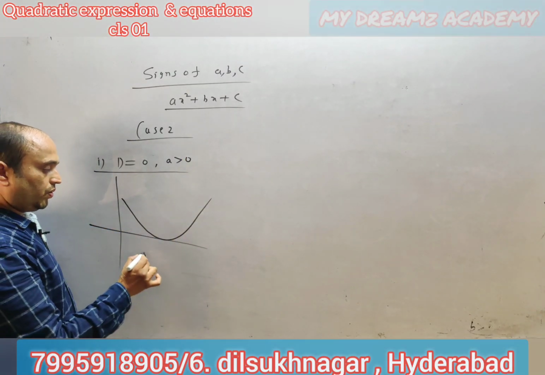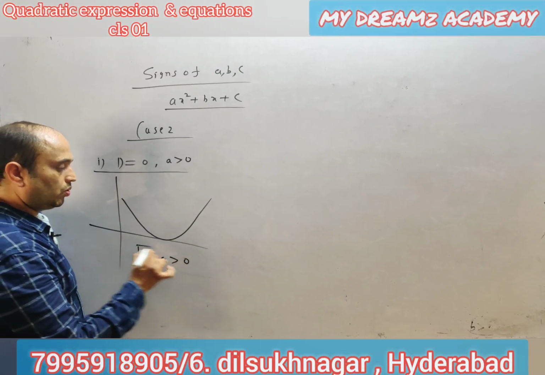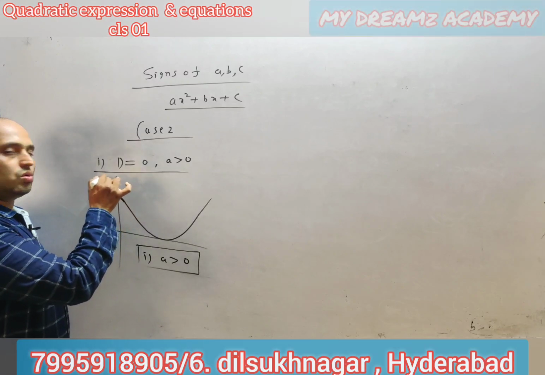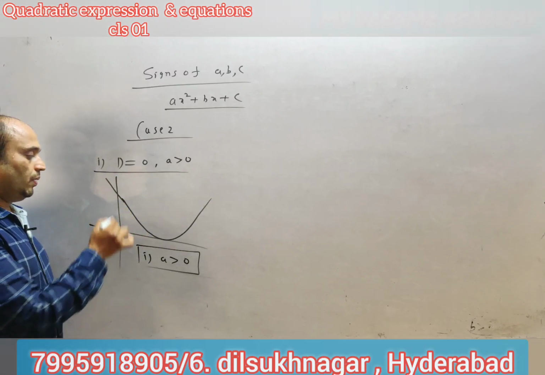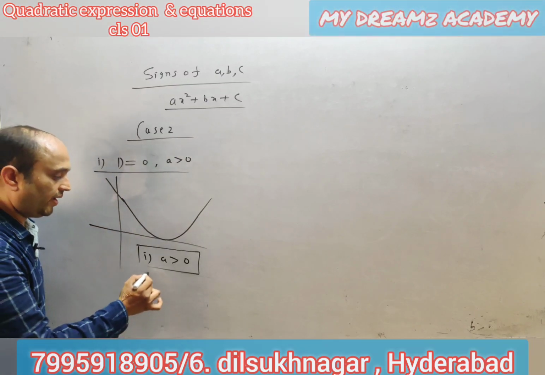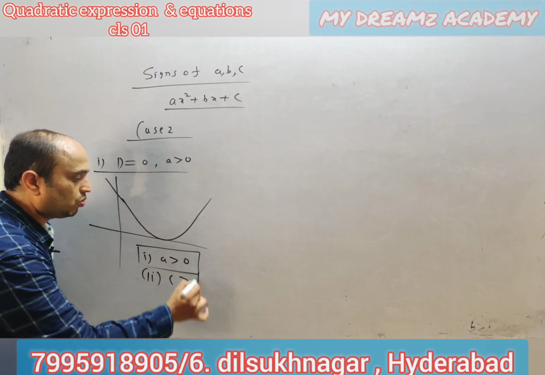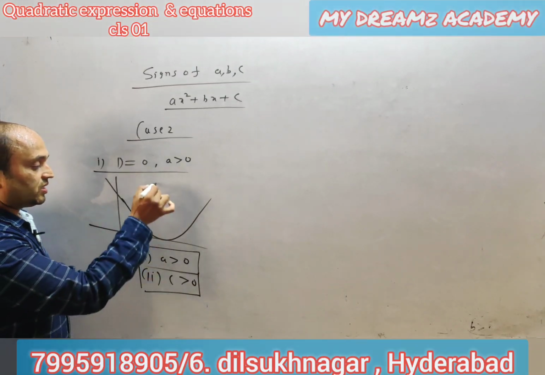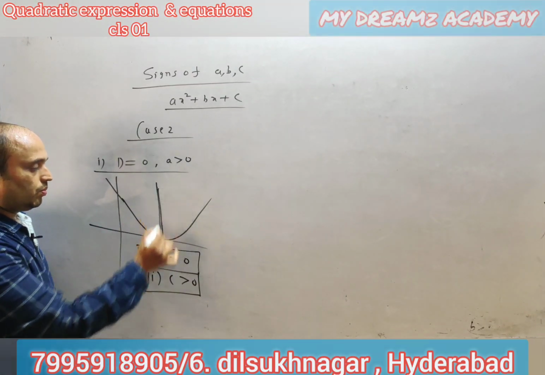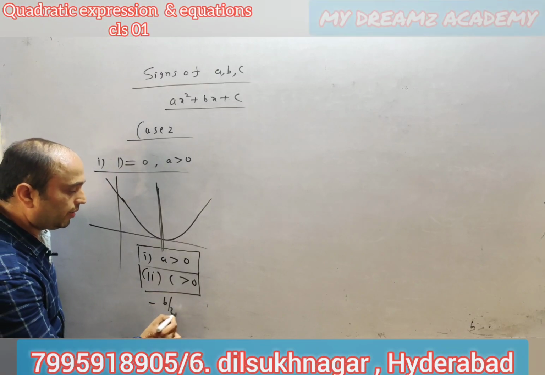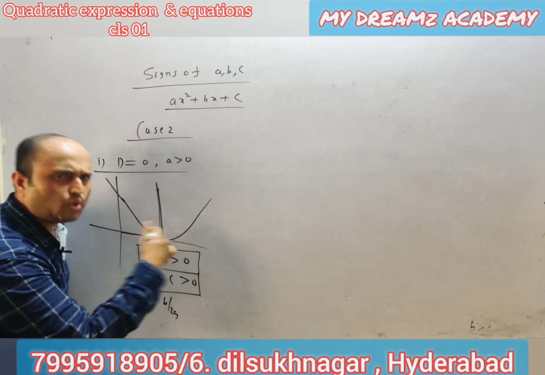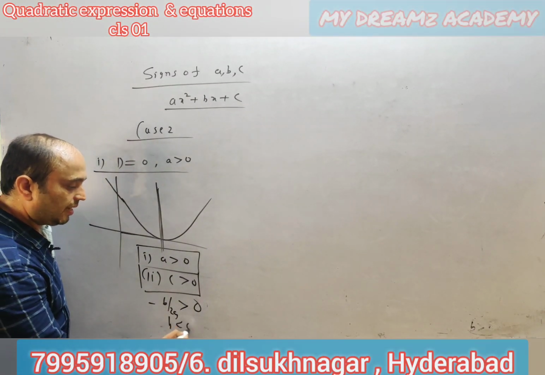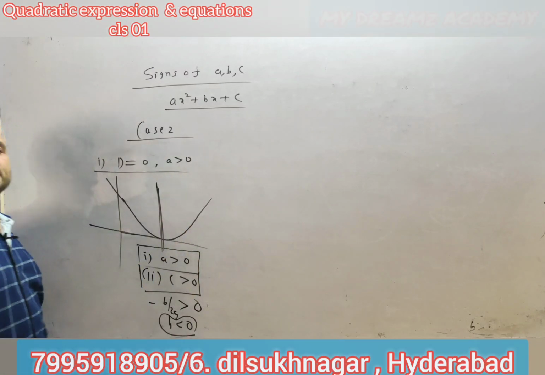In this case, first, a is greater than 0. And what about c? When we extend this curve, it intersects at this point on the positive y-axis, so c is also greater than 0. What about the x coordinate? Minus b by 2a lies on the positive x-axis, so minus b by 2a is greater than 0 and b is less than 0. This is the second case.